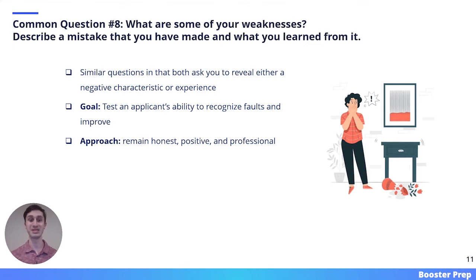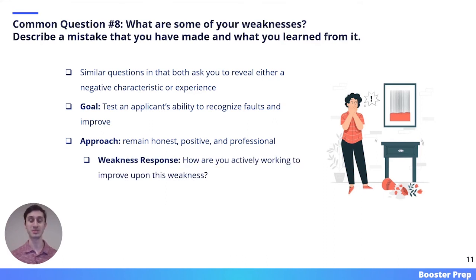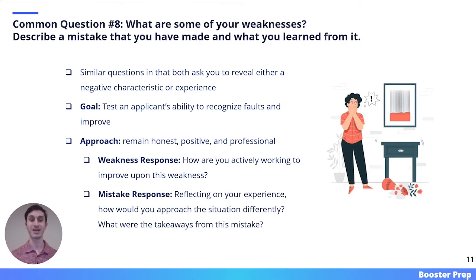When responding to these, there are some deeper level questions at play that you need to consider. For the weakness response, you should answer the question, how are you actively working to improve upon this weakness? And for the mistake response, you need to answer, reflecting on your experience, how would you approach the situation differently? In addition, what were the takeaways from this mistake? By answering those in-depth questions, you will have a stronger response at large.